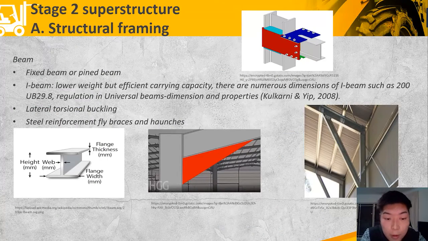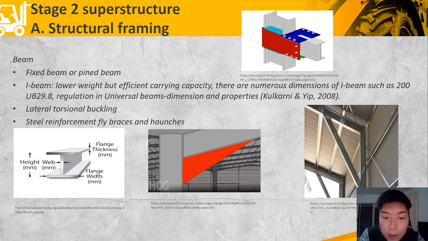Lateral torsional buckling could occur in an unrestrained beam or a beam of large unrestrained length, so restraints are used to reinforce the beam. Steel members such as fly braces and haunches could be used in the corner and support beams and columns at the same time.